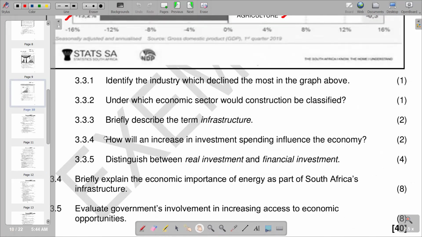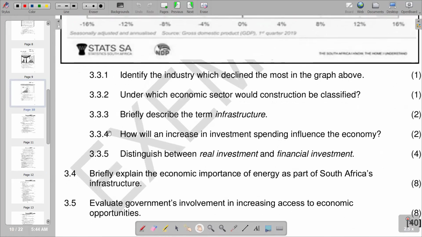So moving on to 3.4. Briefly explain the economic importance of energy as part of South Africa's infrastructure. So energy obviously is going to be the source that is going to activate any development that is going to take place in the country. So it becomes very important.